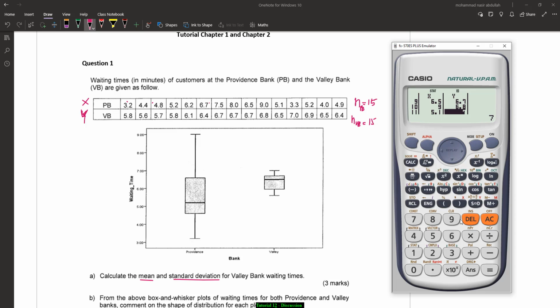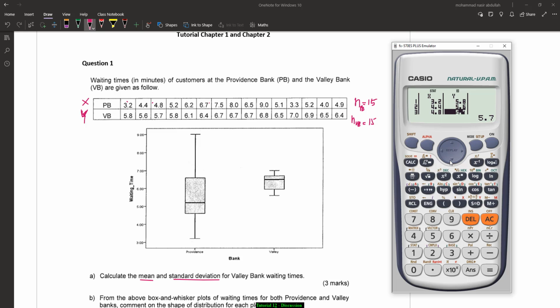6.8, 6.5, 7, 6.9, 6.5, and 6.4. Alright, we recheck again. This is 5.8. We can check. This is the advantage of using this calculator, that's why I want you to have this calculator. So it's easy for you to check.